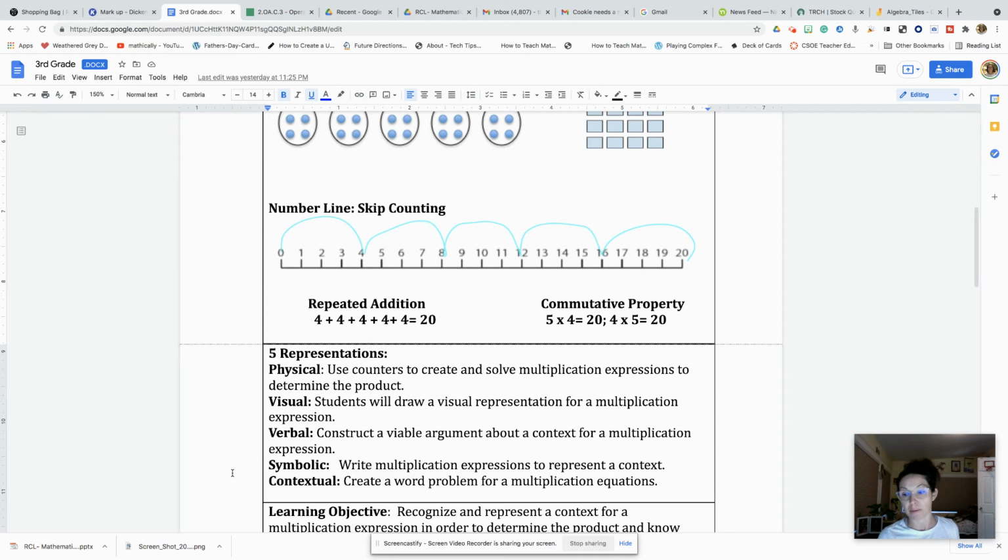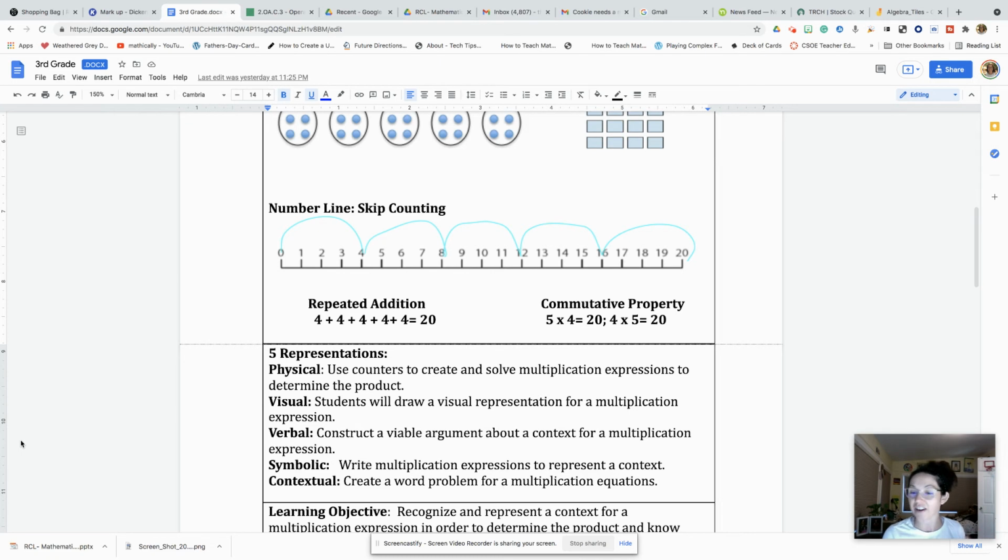So while I'm thinking about planning, I'm also thinking about what I can do with physical representation. So maybe my students are using counters and they're creating and solving. Maybe I'm having my students, I should, not just maybe, but visual, right? Students are drawing those visual representations. Verbal, this is where my ELD standards can come into play, my standards for mathematical practice. I want my students to be able to construct a viable argument about a context for multiplication expressions. Symbolic, students are going to write multiplication expressions to represent a context. And contextual, they are going to create a word problem for a multiplication equation.